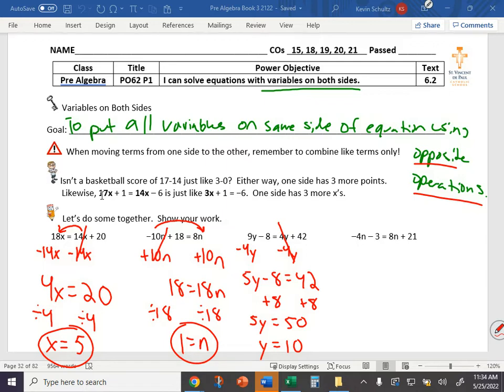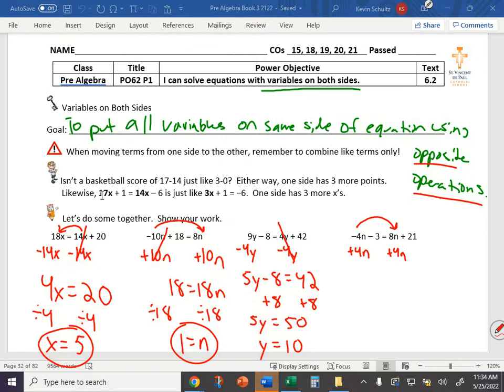The last one here. Someone give me a first step. What do you want to do, Sophie? Okay, so Sophie wants to move the negative 4n term over to the right. And how are you going to do that, Sophie? Add 4n. Okay, so plus 4n, plus 4n. Make sure you're adding the 4n to the correct term on the right side. It's got to be added to the 8n term because they both have n's.